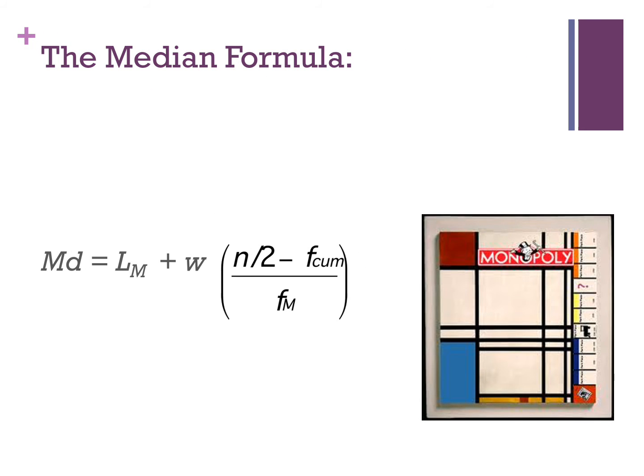The median is equal to the lower limit of the median's interval plus w, the width of the interval, times the quantity of n, the sample size, divided by 2 minus f sub cum, the cumulative frequency of the interval below the median's interval, all divided by f sub M, the frequency of the median's interval. This looks and sounds like a lot of number crunching, but if we break it all down with an example, you'll see it's very manageable.